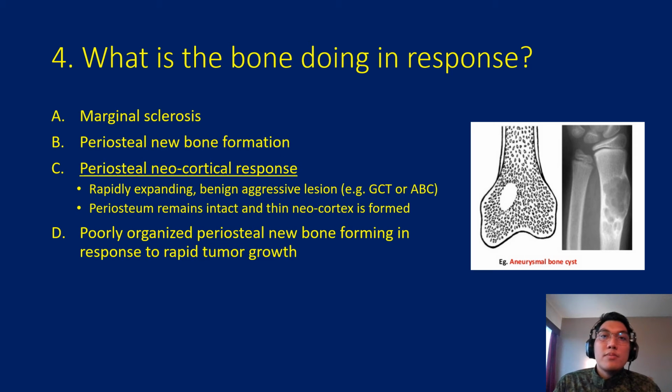Periosteal neocortical response is observed with rapidly expanding benign aggressive lesions such as giant cell tumor or aneurysmal bone cyst. There is destruction of the overlying cortex and rapid expansion of the tumor. However, as this benign aggressive lesion expands, the periosteum remains intact over the surface of the lesion and a thin neocortex is formed.